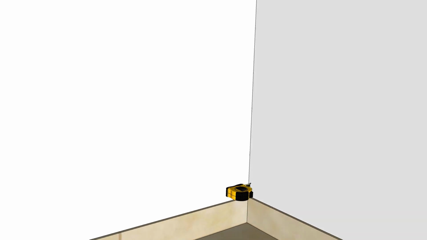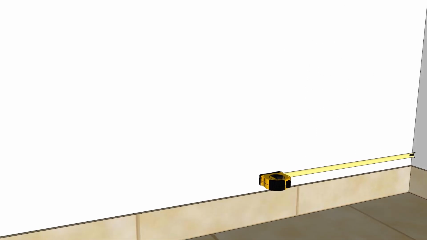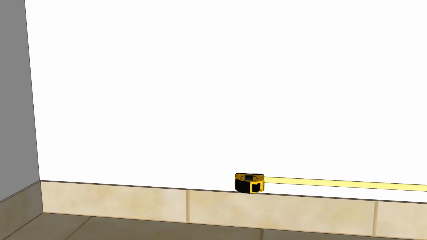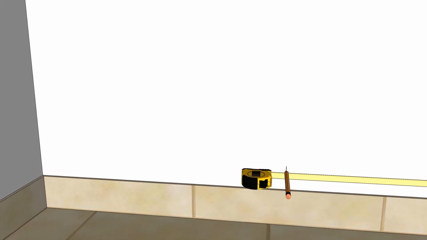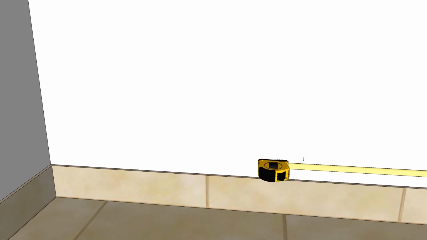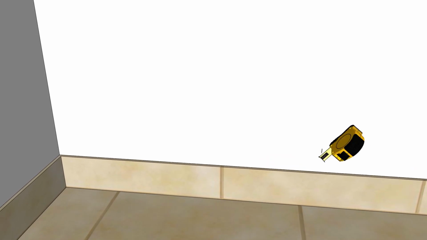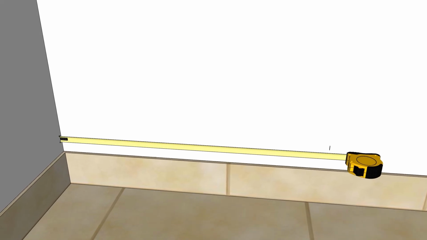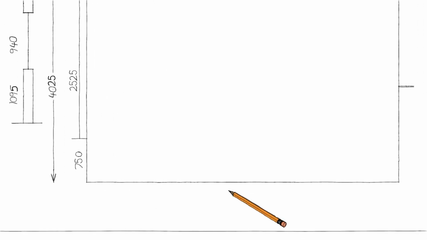Our next wall is also between two inner corners, so just copy the method used on our first wall, where we marked the wall on a round measurement and then added the rest of the wall length to that. And write that down on your floor plan.